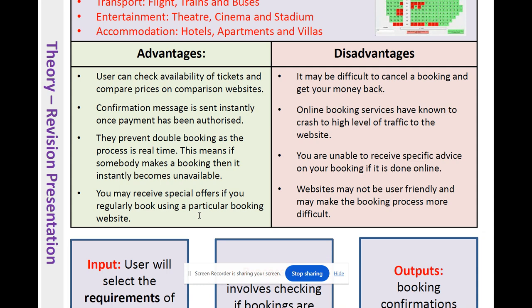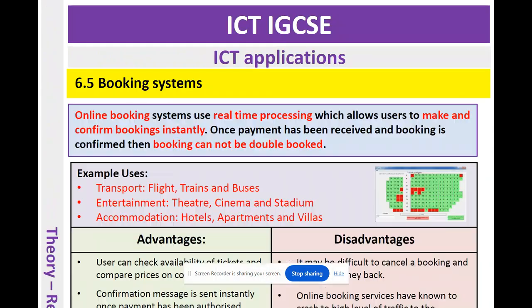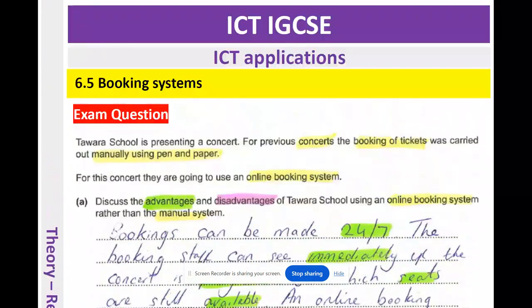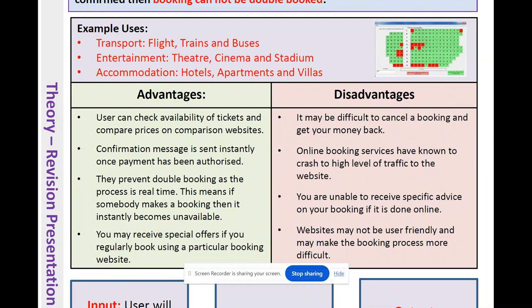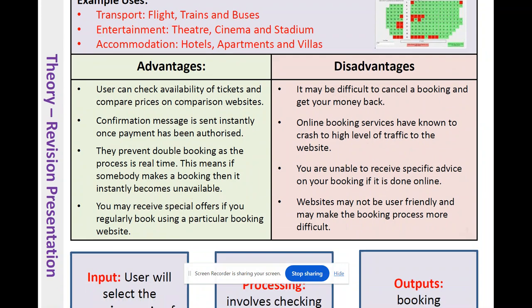Online booking services have been known to crash due to high levels of traffic to a website. So let's say, for example, you go to a concert, it's a really popular performer. What if there's such a demand that the website crashes? So maybe you can't get on and get your tickets. Obviously, when you're doing it online and not face to face, you can't receive specific advice. Websites may not be user friendly and may make bookings more difficult. Obviously, you would need the internet or some sort of device as well to complete these bookings.